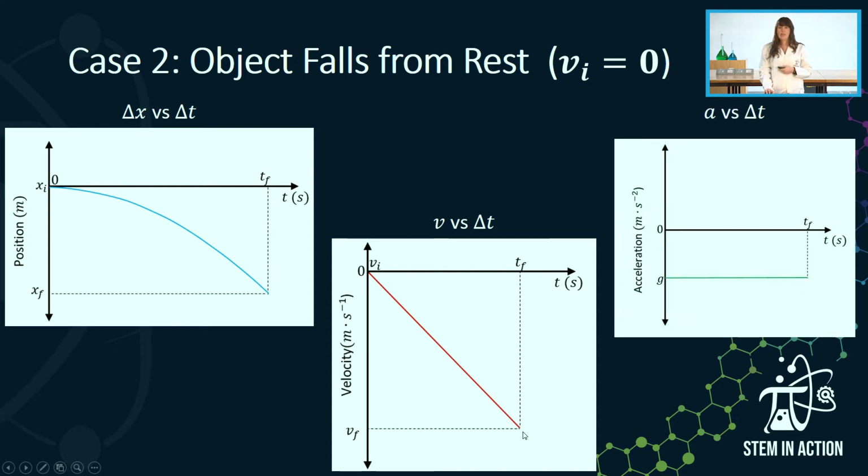And finally, we look at our acceleration versus time graph. And again, this is projectile, and so our acceleration is still 9.8 meters per second down, and so we get the negative 9.8 meters per second squared downwards.